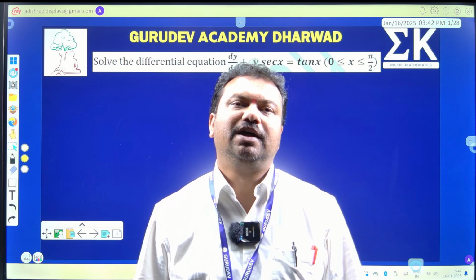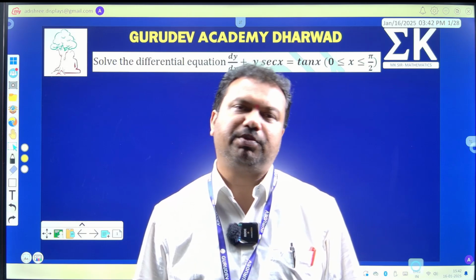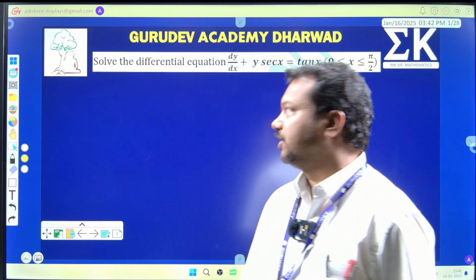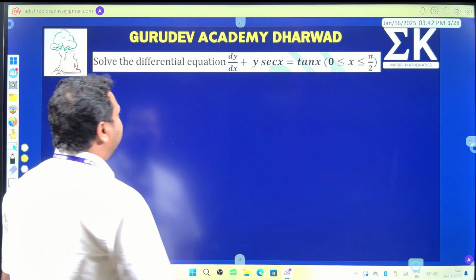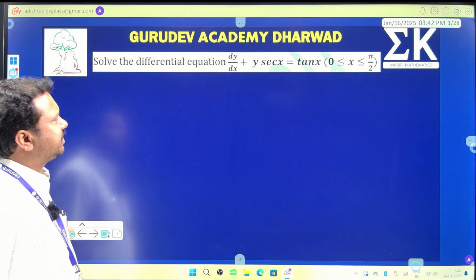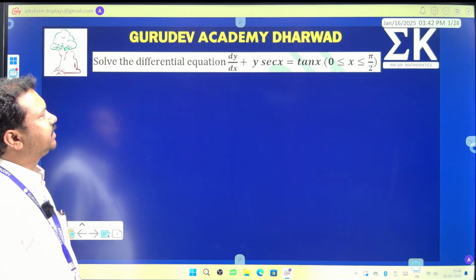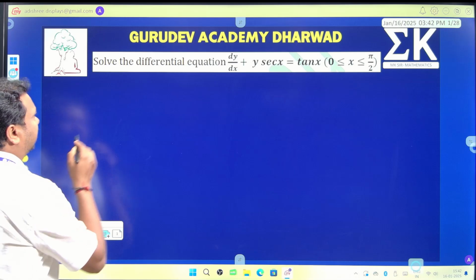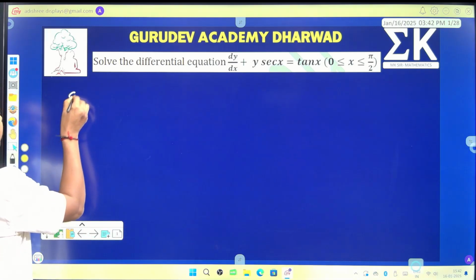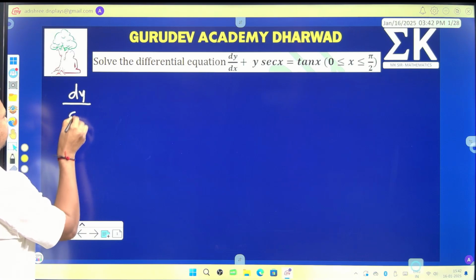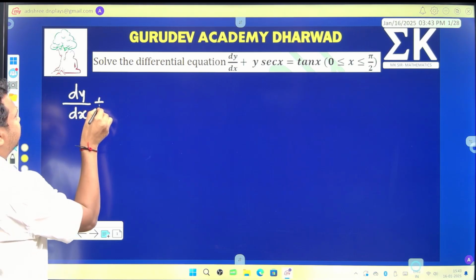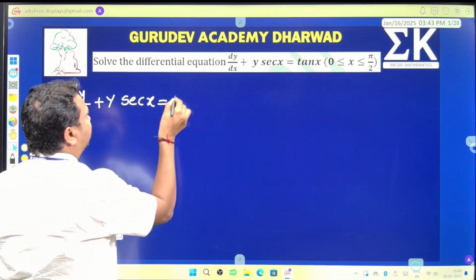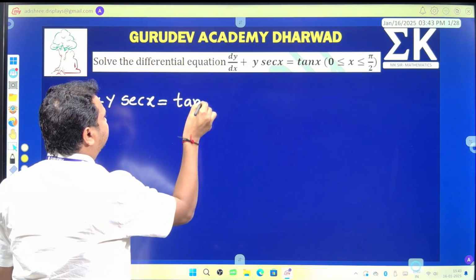In today's session, let us discuss some of the most important questions on differential equations, right? So let's begin with the questions. The first question is, solve the differential equation dy by dx plus y into secant x is equal to tan x, right? So when we observe the problem, the problem is dy by dx plus y into secant x is equal to tan x, right?